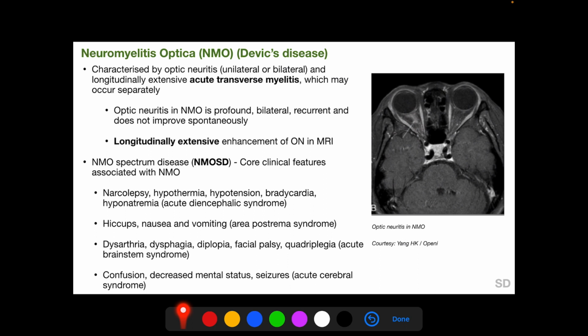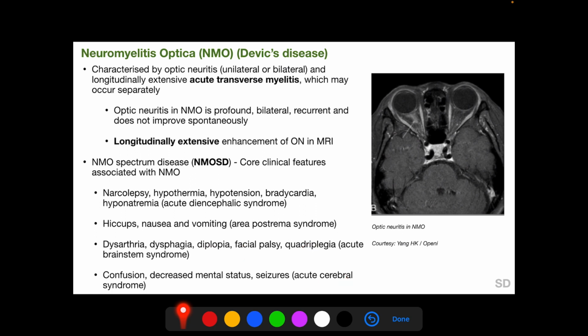Now there are other features associated with neuromyelitis optica, and they are called NMO spectrum disease or NMOSD. The core clinical features associated with NMO are acute diencephalic syndrome or midbrain syndrome, which present with narcolepsy, hypothermia, hypotension, bradycardia, hyponatremia. Area postrema syndrome. Area postrema is located in the floor of the fourth ventricle in the medulla oblongata, and area postrema syndrome manifests with hiccups, nausea and vomiting. Acute brainstem syndrome may also occur with dysarthria, dysphagia, diplopia, facial palsy and quadriplegia.